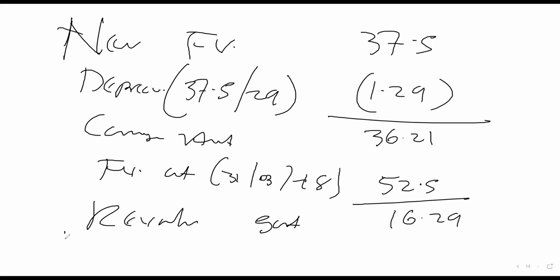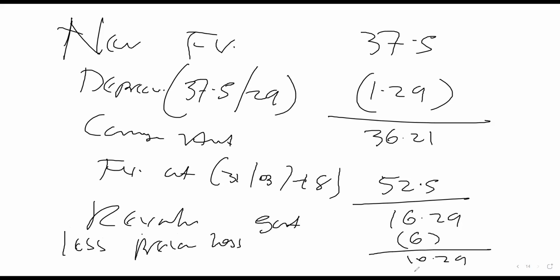Now, less the previous loss. What's the previous loss? 6. So 10.29. This one goes to group retained earnings. It will go there as a gain. This one goes to OCE. Agreed.